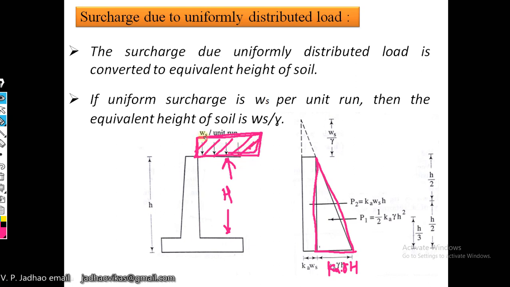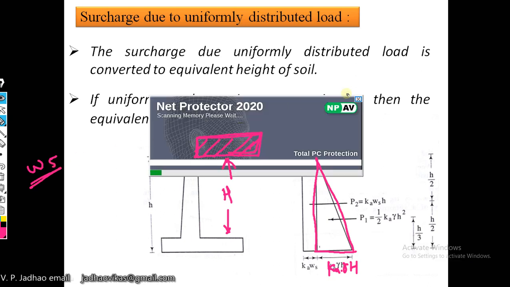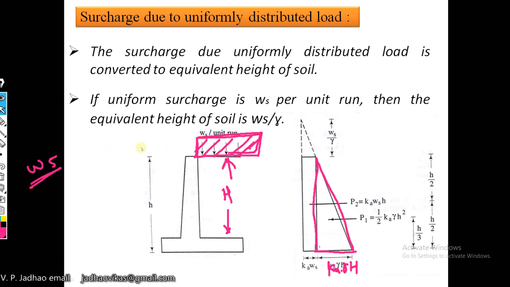Whereas for the surcharge due to uniformly distributed load, if Ws is the intensity of your surcharge, that is Ws per meter run, then we will convert this intensity into a soil mass of equivalent height, and this is given by Ws divided by gamma. So we convert this into a portion like this, which has a height of Ws divided by gamma.